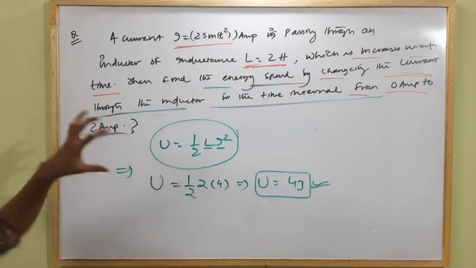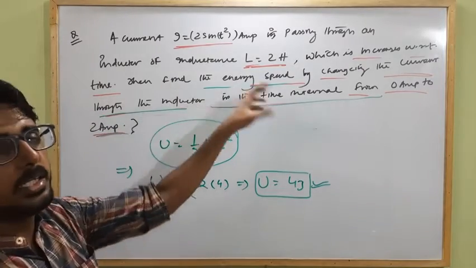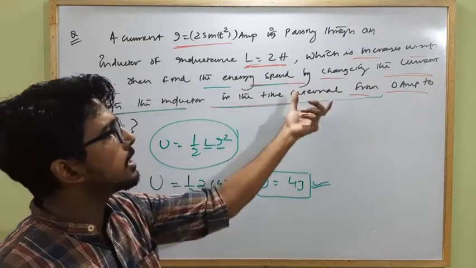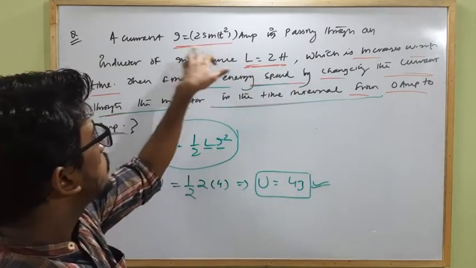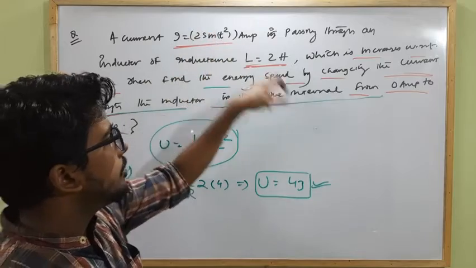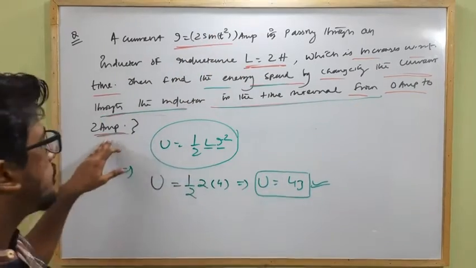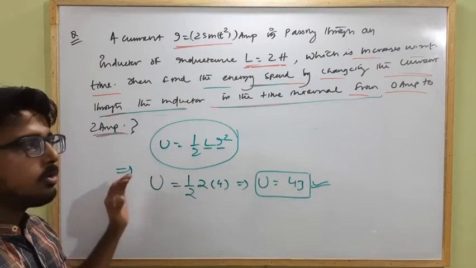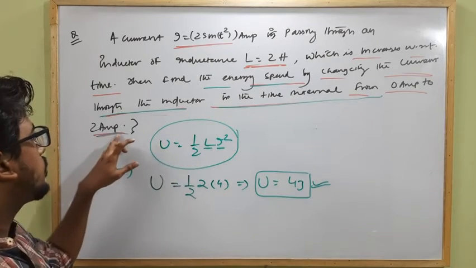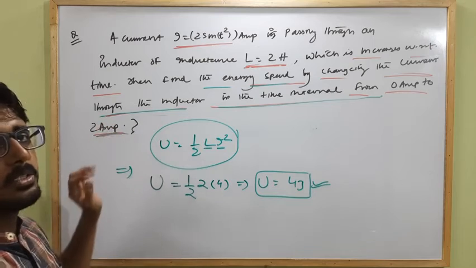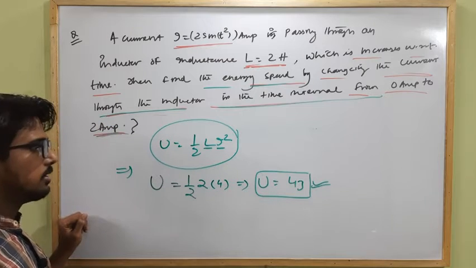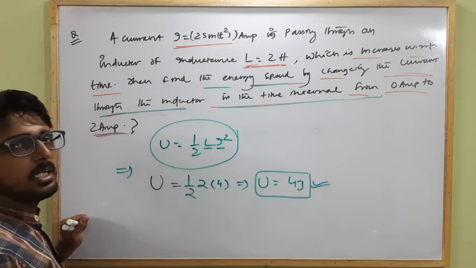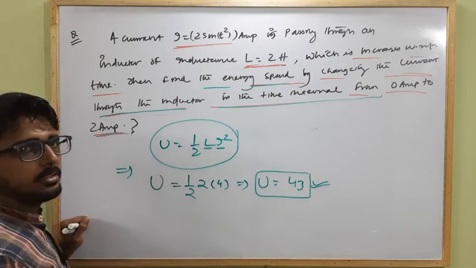Clear? Because this is the energy spent by the external agent to flow the current or increase the current in the time interval required by the source of the current, because current is a function of time, from 0 ampere to 2 ampere. This much will be the energy spent by the source to allow the current from 0 ampere to 2 ampere to flow within the inductor. Clear? So this energy is also the energy stored within the inductor as magnetic energy. Okay.